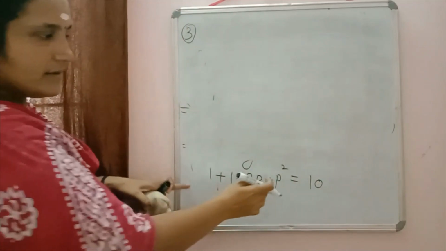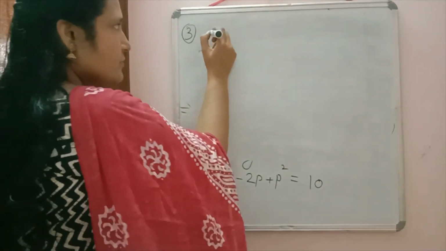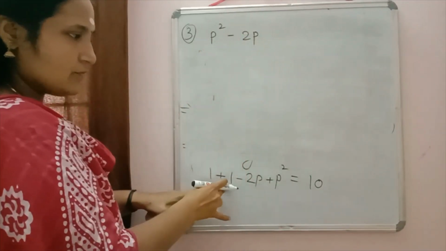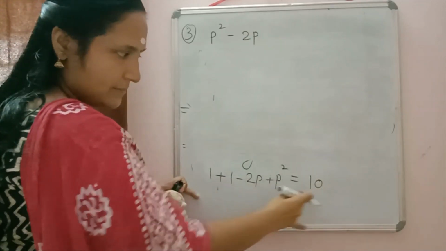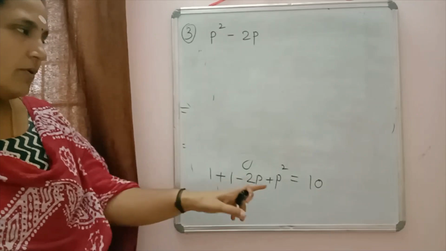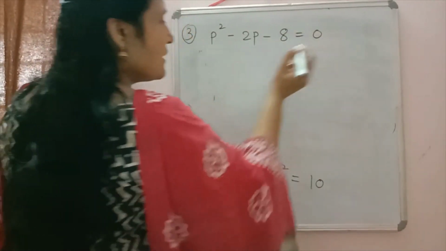As we are getting a quadratic equation, shift all the numbers to the left hand side. So we are getting p square minus 2p, 1 plus 1 will be equal to 2, and 10 I am shifting to the left hand side, so it will become minus 10. So 2 minus 10 will be equal to minus 8 is equal to 0.